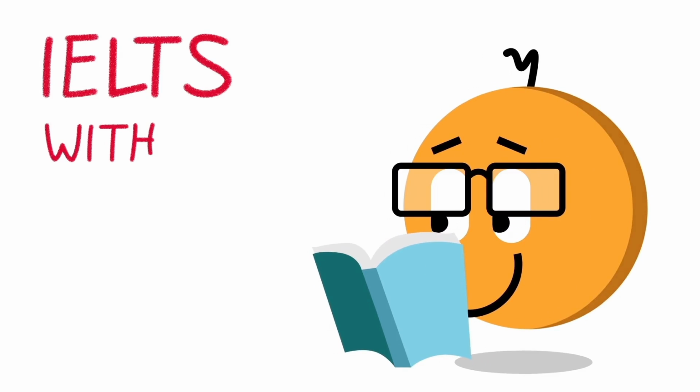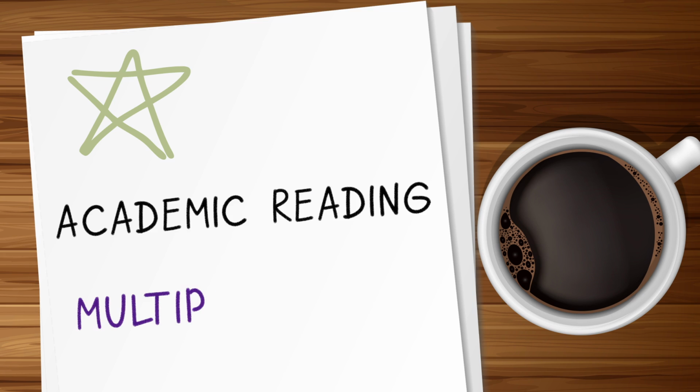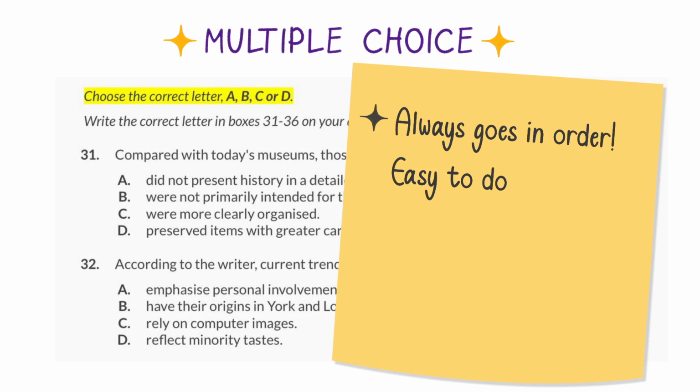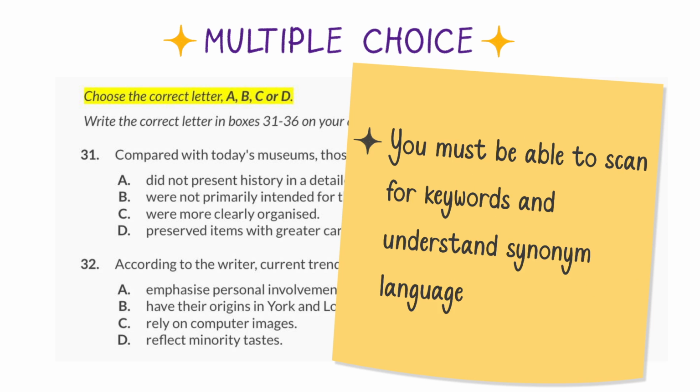Well, today I'm going to cover another type of question in academic reading, and we're going to learn how to answer multiple choice questions. Well, as you know, this type of question is always in order, so it is pretty easy to do. So that's better if you do these questions first. And as you know, each question is formed from only one to two sentences in the reading passage. And you must be able to scan for keywords and understand synonym language.